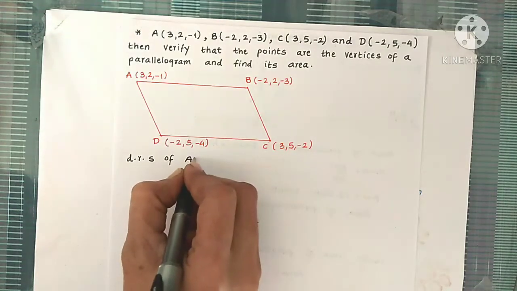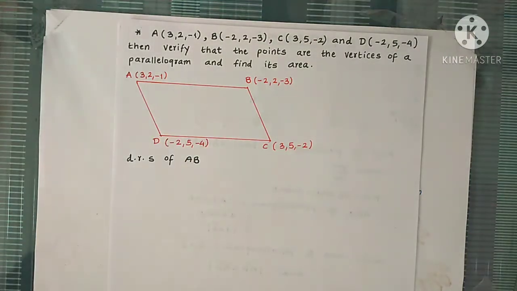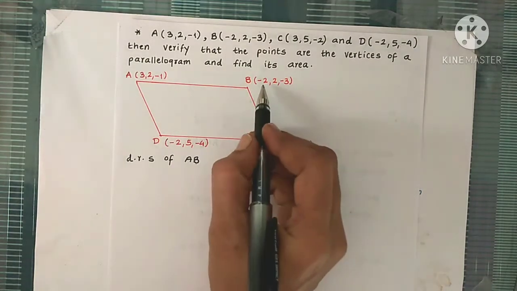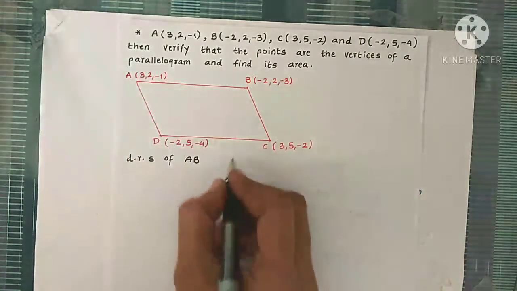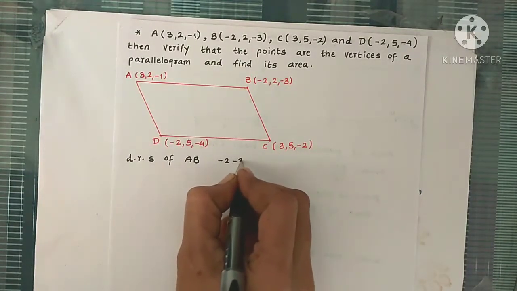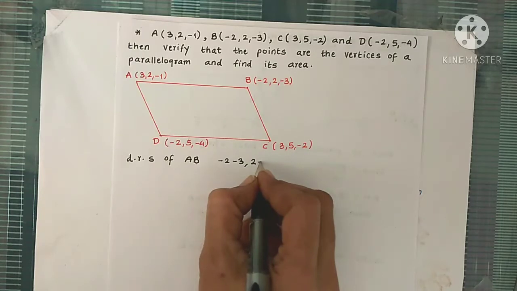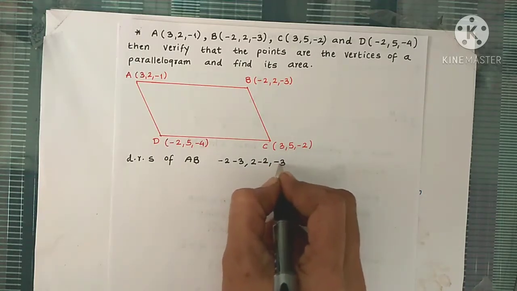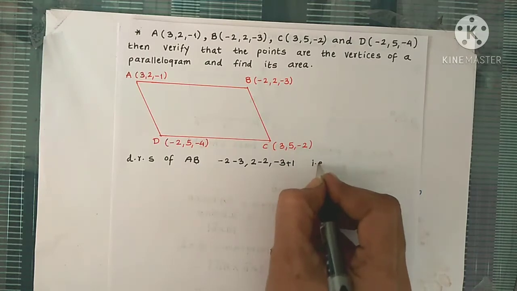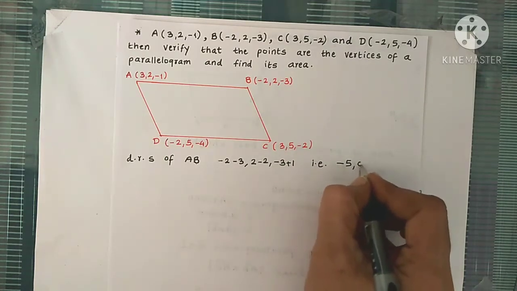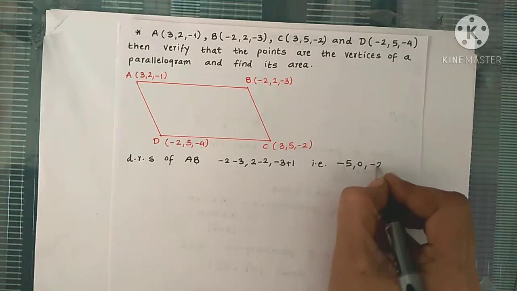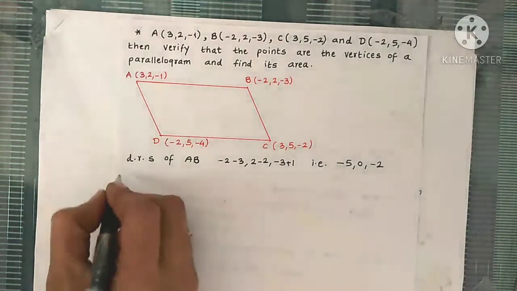How to find direction ratios? We just have to subtract coordinates of A from coordinates of B. So it is x coordinate minus x coordinate, y minus y and z minus z. First, let's consider coordinates of B. So it is -2 minus 3. For y coordinates, it is 2 minus 2, and -3 minus (+1). That is -5, 0 and -2. So we have direction ratios of AB.